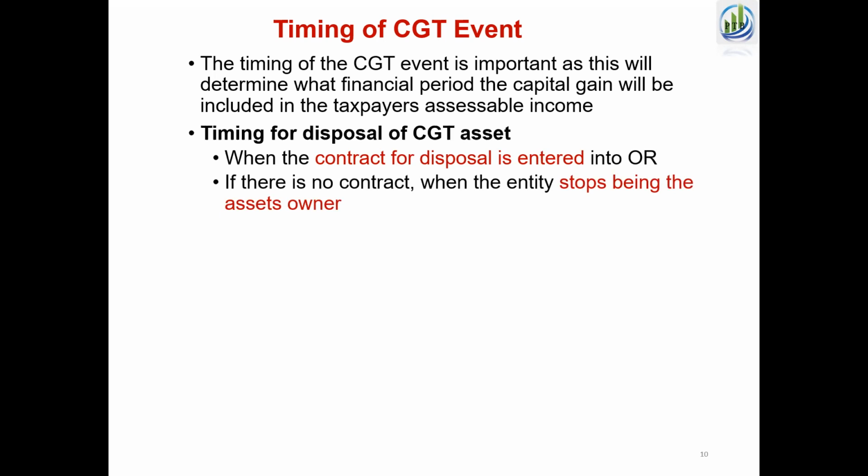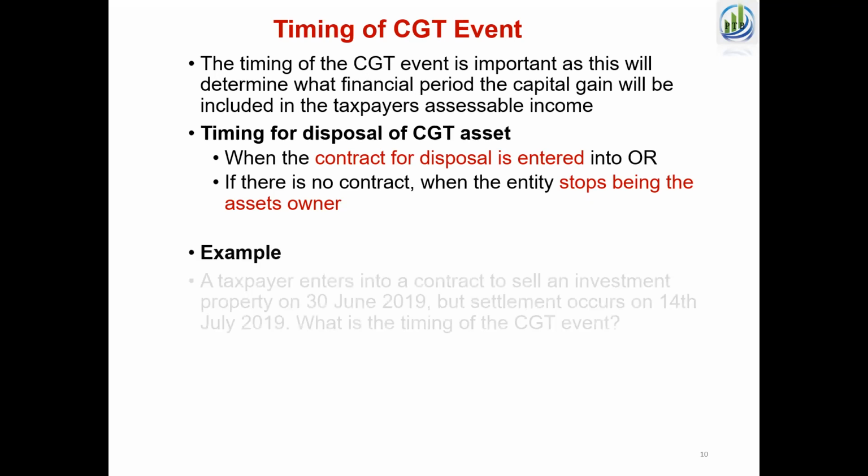If your contract is signed, no matter whether it's settled or not, it's like the accrual basis in your accounting system. The day the contract is signed is considered the CGT event. If there's no contract, the day your asset ownership transfers to another person, or your rights and obligations of the asset go to another person, is the day of your CGT event. So whichever is first. We will give you one example to understand this.